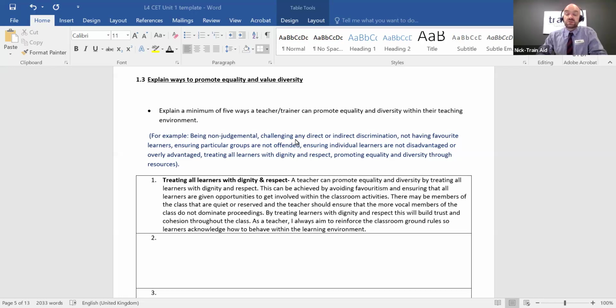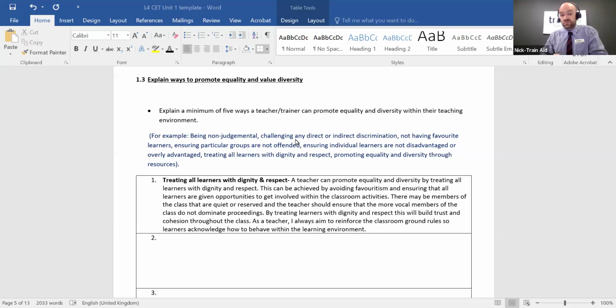Furthermore, ways that we can support equality: ensuring individual learners are not disadvantaged or overly advantaged. When we talk about being objective, that's really key when it comes to assessments. We're not giving too much attention to one learner, or focusing on particular learners because we think they're okay. We need to provide adequate preparation time for all learners. Furthermore, treating all learners with dignity and respect, absolutely.